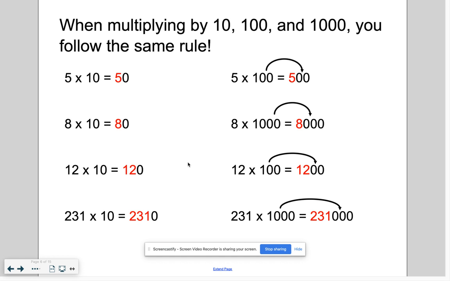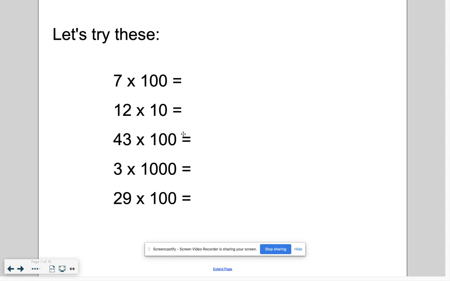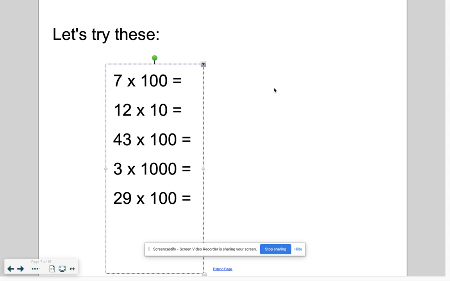So that's a good strategy whenever you're multiplying by a number like 10, 100, or 1,000. All you do is take those zeros and stick them on the end of the digit that you're multiplying the 10, 100, or thousands by. It makes it really, really simple. So let's try these together. So if I have 7 times 100, then I put my 7 in there. I have 2 more zeros that I have to add because of that 100. There's my 2 zeros. I'm adding my 2 zeros. My answer is 700, right?